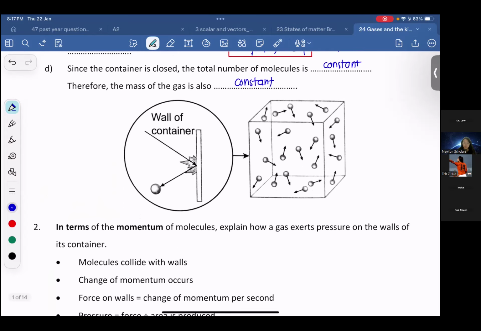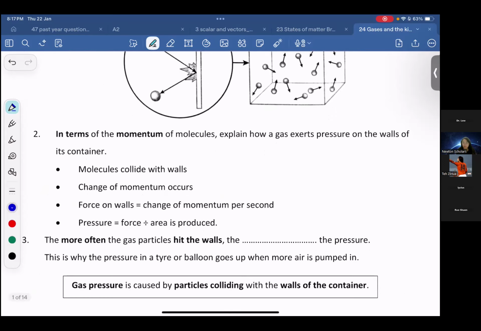Okay, so it comes to question number 2 here. In terms of momentum, do you still remember what momentum is? Can you tell me what the momentum formula is? Previously we learned momentum. What is the momentum formula? Yes, okay, momentum is mass times velocity, correct?